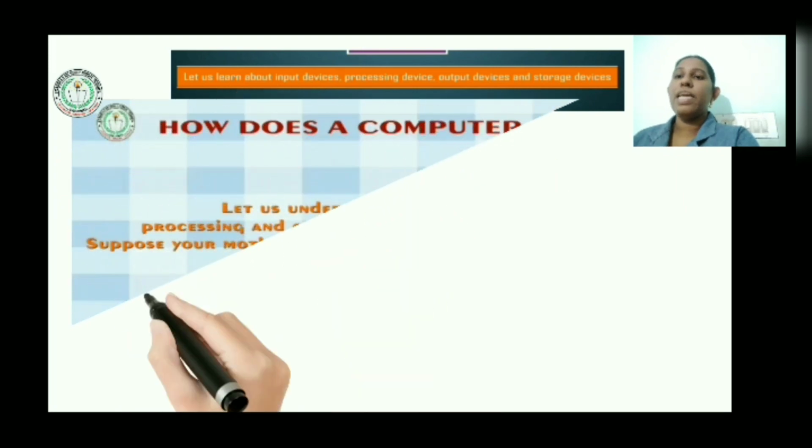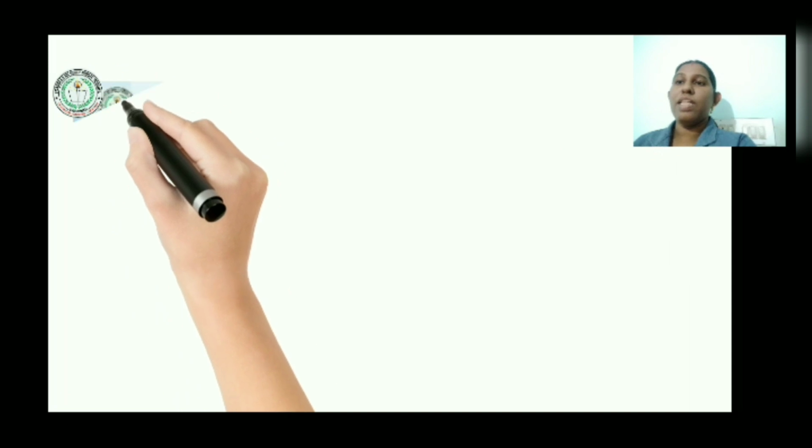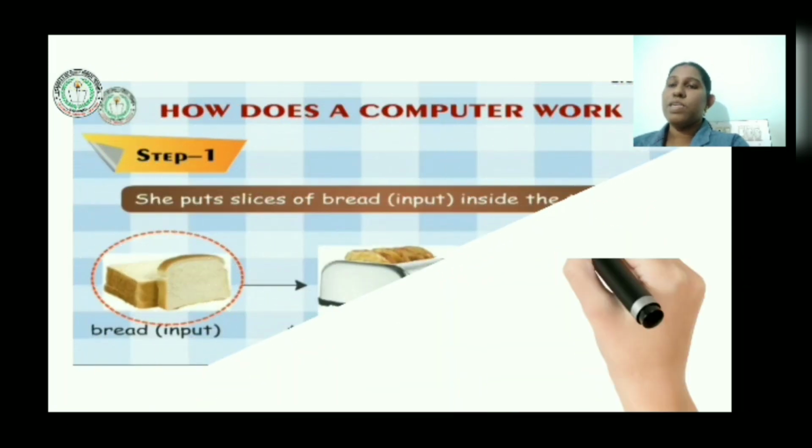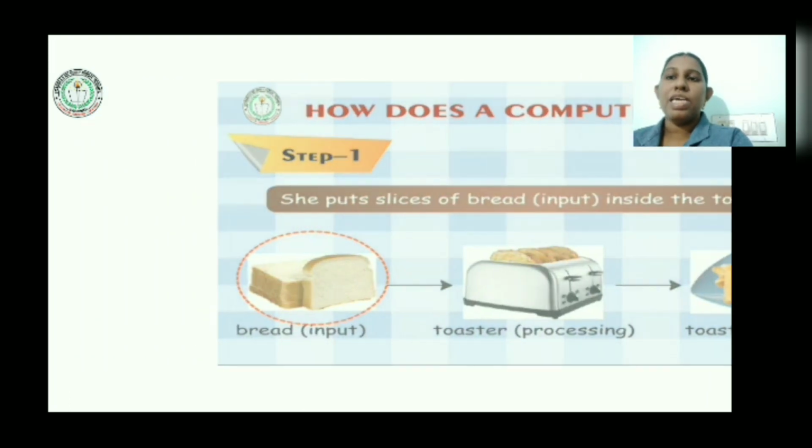Before that, let us understand the terms input, processing, output with the help of an activity. For example, suppose your mother wants to make bread toast in a toaster. It involves the following steps. What is the first step? She puts slices of bread inside the toaster. First she takes slices of bread. That is called input.